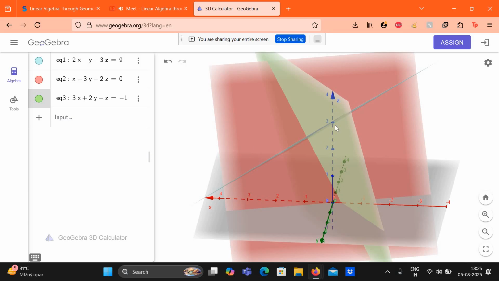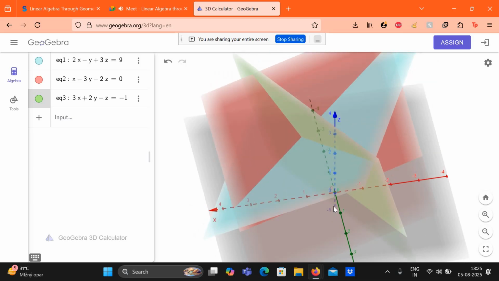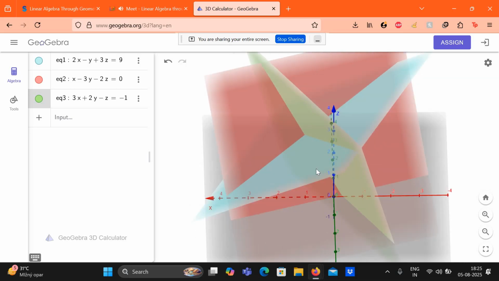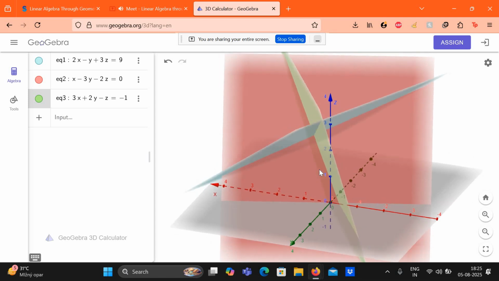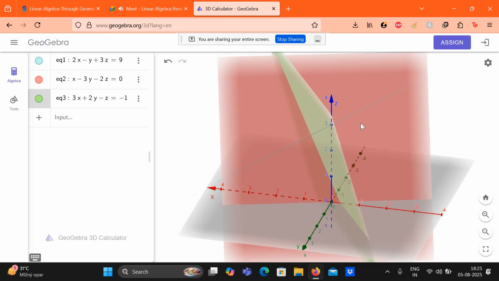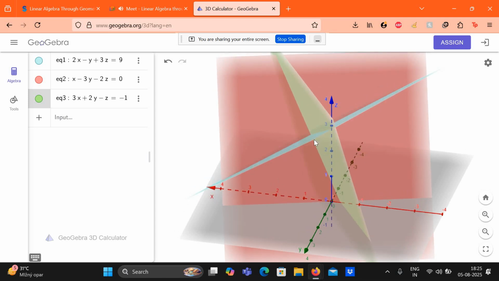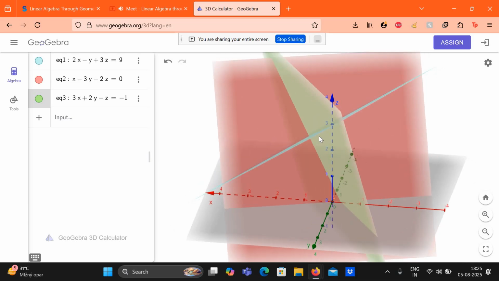If I see it from here, the intersection of the three planes is the intersection of the three lines. Every two planes are intersecting over a line, so what is the geometric meaning of two planes intersecting over a line? For example, this thin blue line represents the intersection of the blue plane and the red plane.